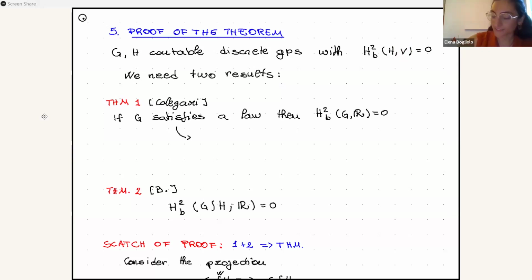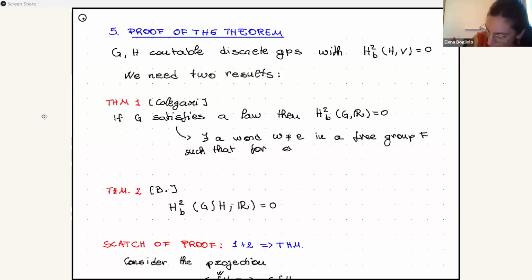if a group G satisfies a law, then the second bounded cohomology of G with real coefficients is equal to 0. For a group to satisfy a law means that there exists a word W that is different from the trivial element in a free group F, such that for every homomorphism F from F to G, the image of W is equal to the trivial element.